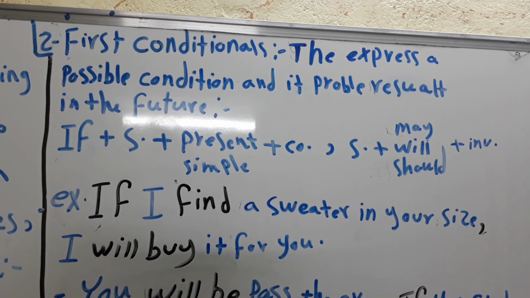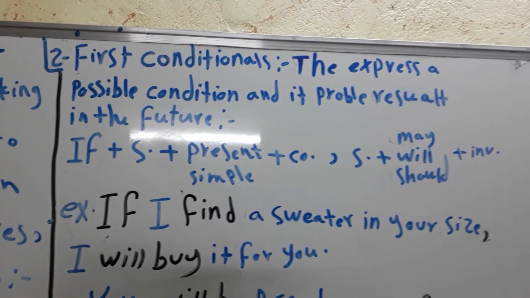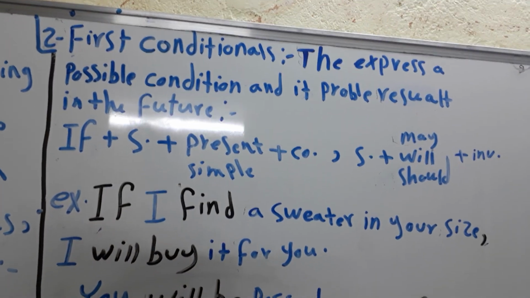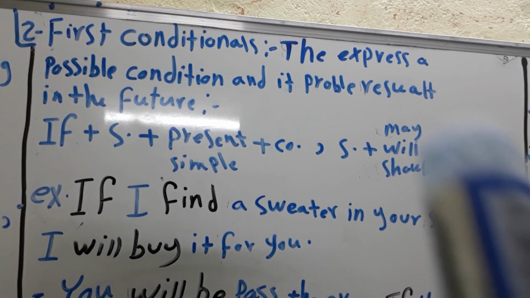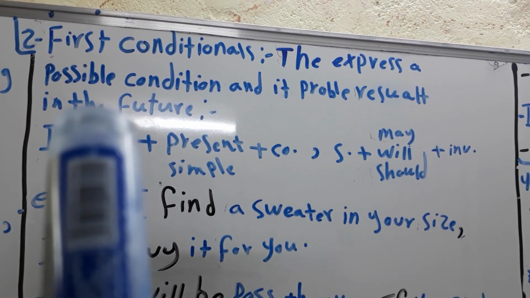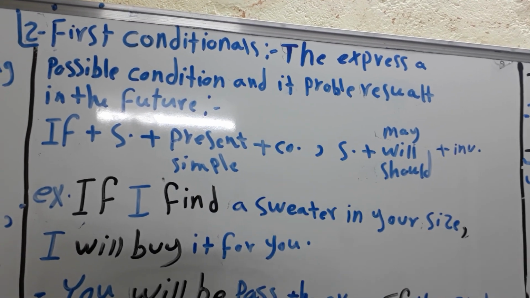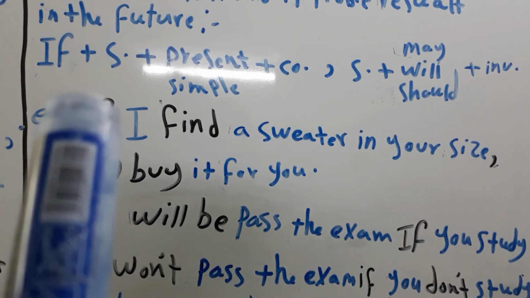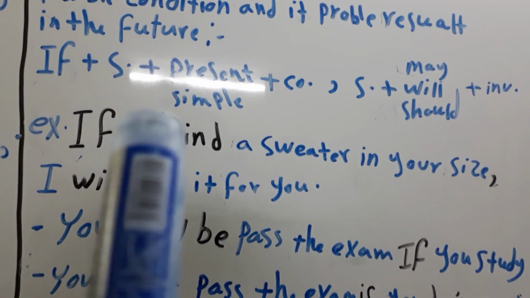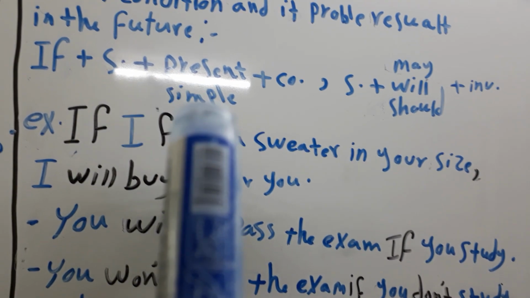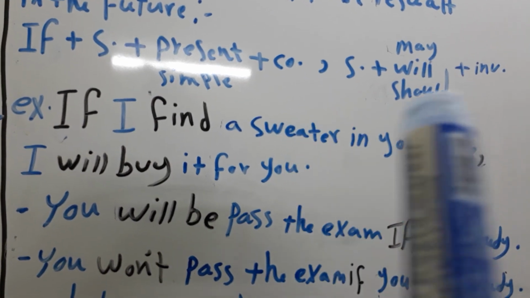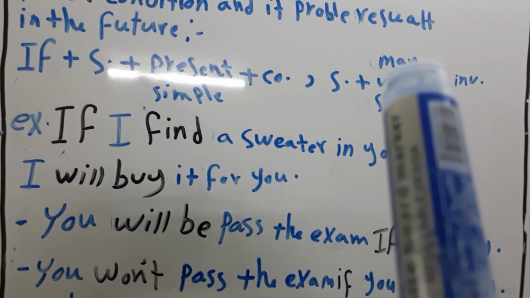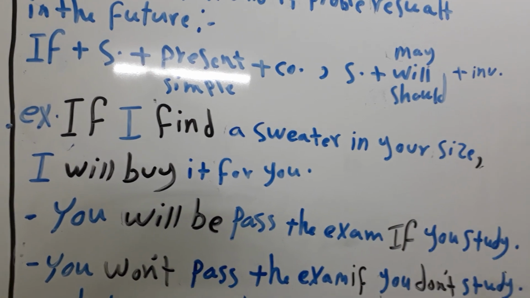The first conditional expresses a possible condition and its probable result in the future. Okay? Pay attention. They express a possible condition and its probable result in the future, and its rule is if clause, plus subject plus present simple plus complement, comma. Now I will speak about the result clause: subject plus may or will or should plus infinitive.